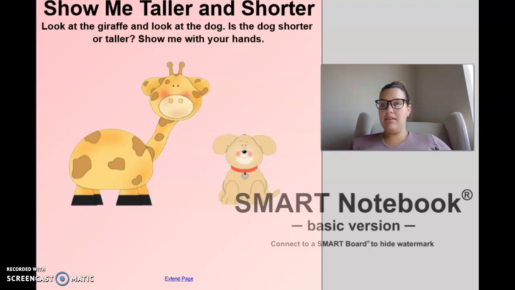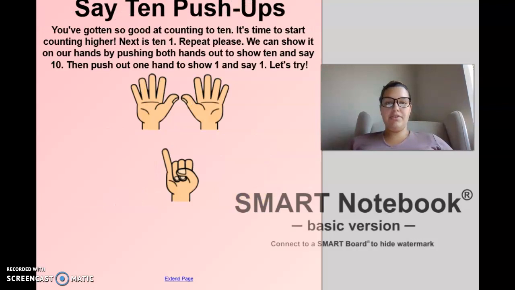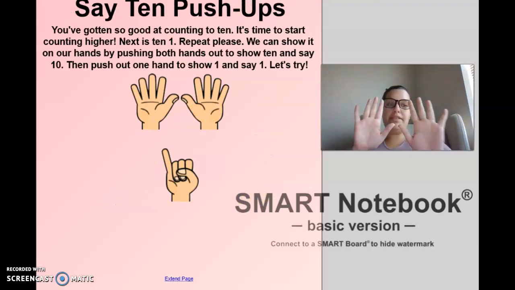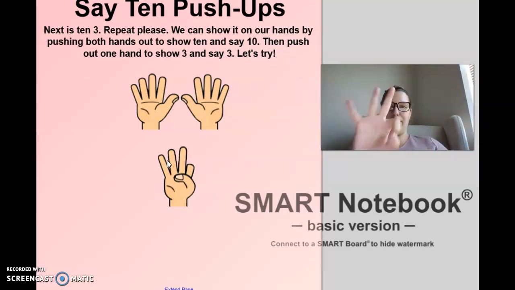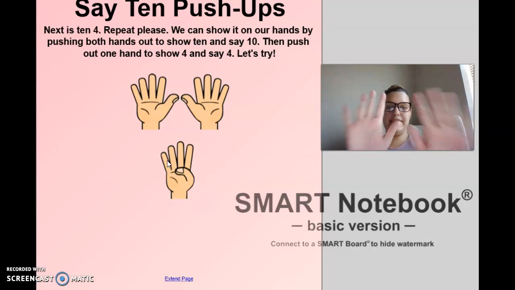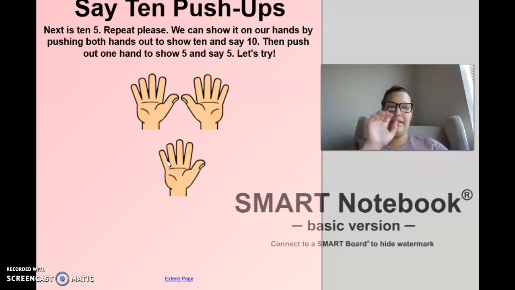Nice job. We are going to go right into our say 10 push-ups. So we have 10, how many? 1, very good. 10, 2, 10, 3, 10, 4, 10, 5.